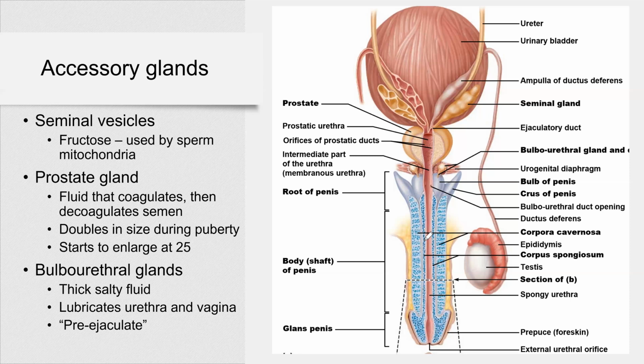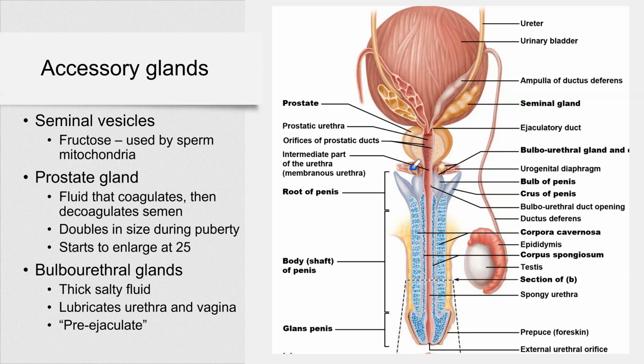The prostate gland produces fluid that activates sperm. It says it coagulates and decoagulates sperm. That pretty much means activation of the sperm. It doubles in size during puberty and starts to enlarge again at age 25. Because the urethra passes inside the prostate gland, when the gland enlarges, it can constrict the urethral opening and might cause some problems with urination.